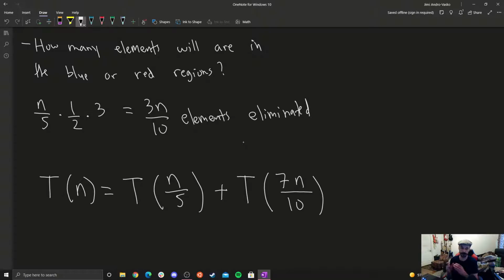So you first break the list into n over 5 pieces and recursively keep on working if n over 5 is too much. After we find our median of medians, we partition the list, which takes theta of n time. And then 30% is eliminated, so 70% will be used.